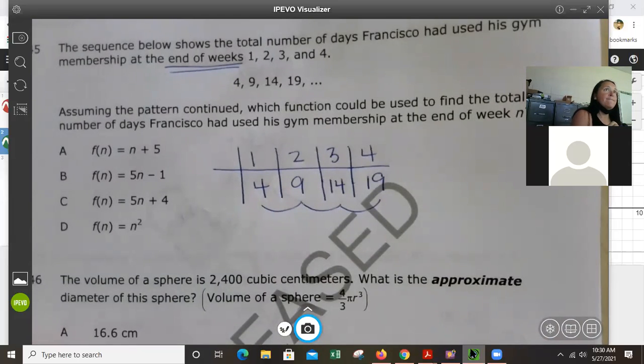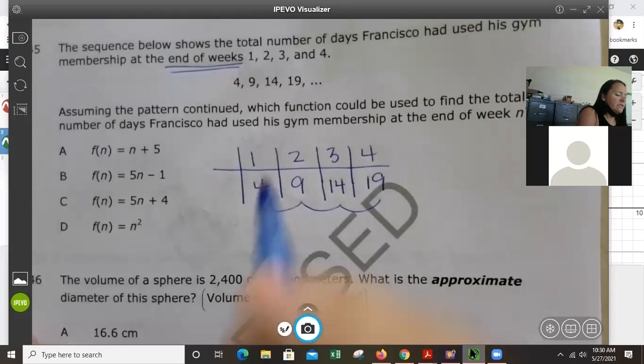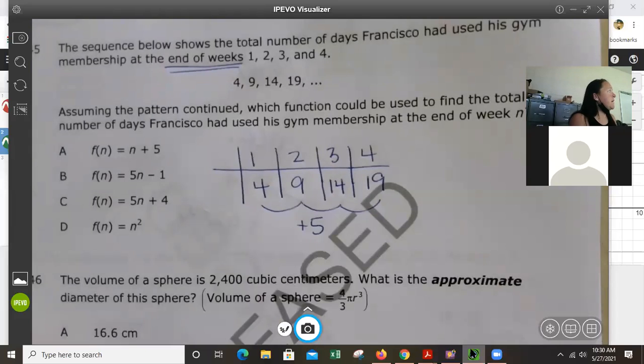Look at it. 4 doubled is 8, 9 doubled is 18, so it's not doubling. How do I get from 4 to 9 and 9 to 14? Yeah, we're going up by 5 every time. Does everybody see that? Is everybody good? All right, so we know it's plus 5, right?